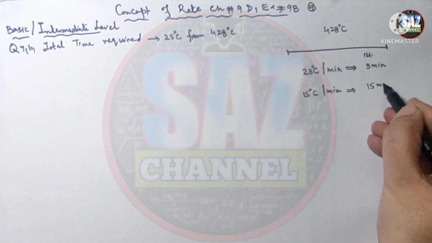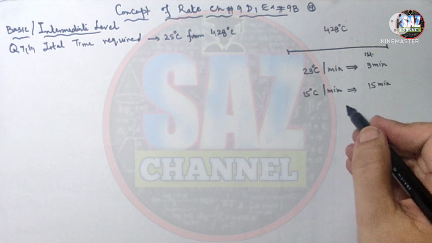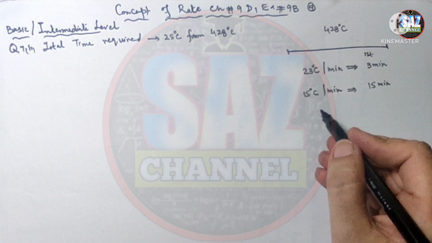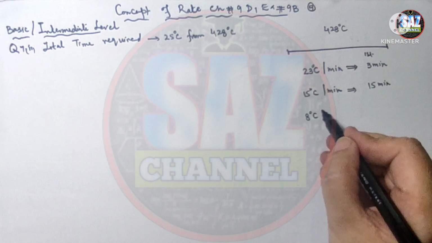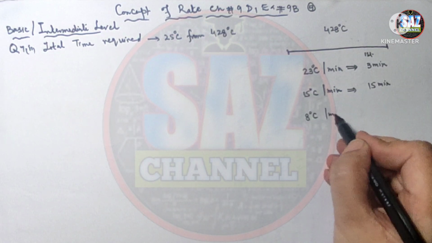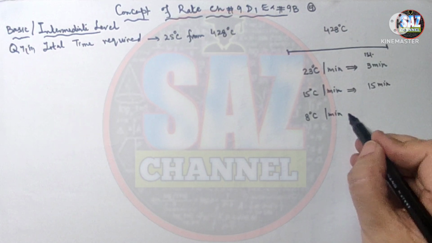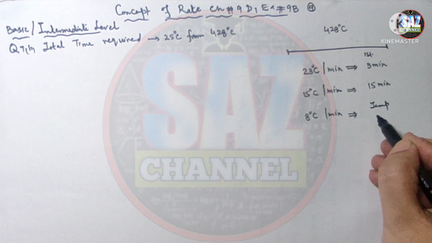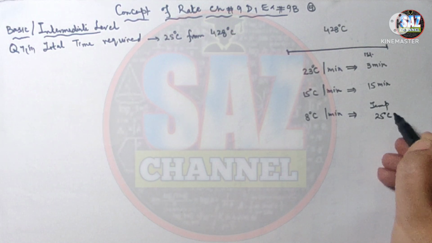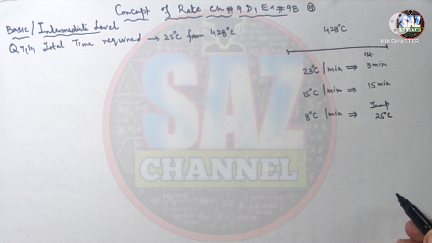And the next at the rate of 8 degrees centigrade per minute until it reaches what temperature? Temperature 25 degree centigrade. Now we have to find the time when the temperature of the metal is reaching 25 degrees centigrade.